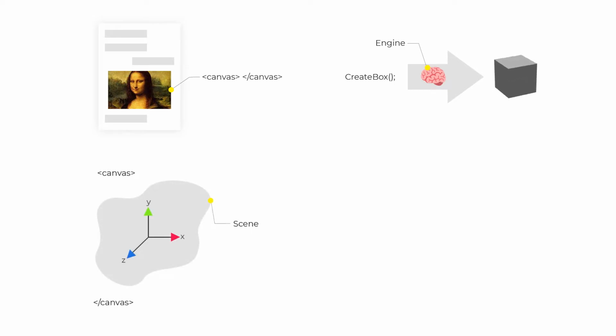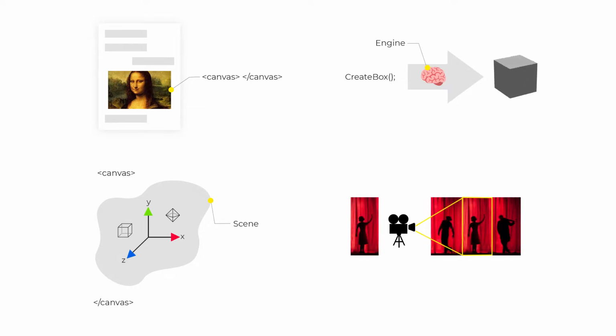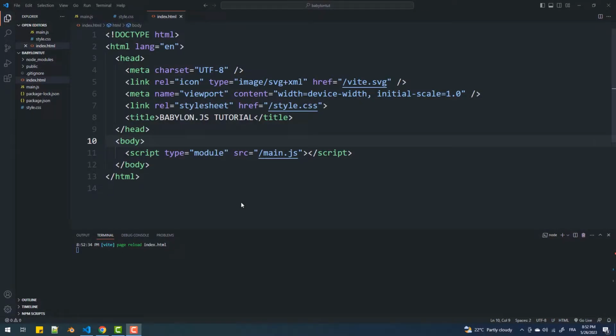A scene is the 3D space where the engine renders the 3D objects. And the fourth one is the camera. The role of a camera is to display a certain space within a scene. Having said that, let's put what we've just learned into action.